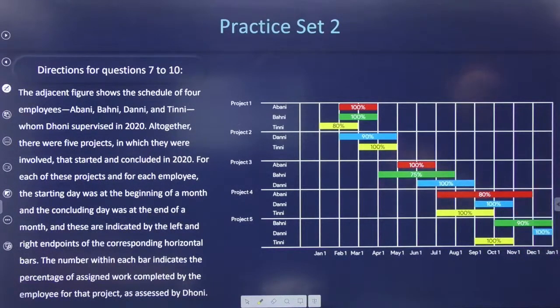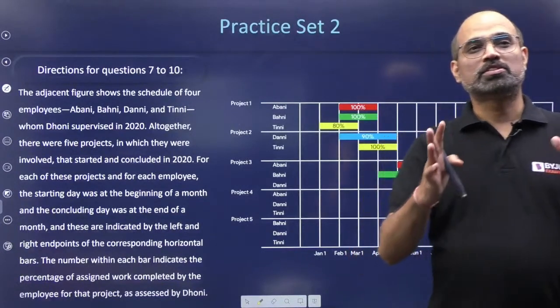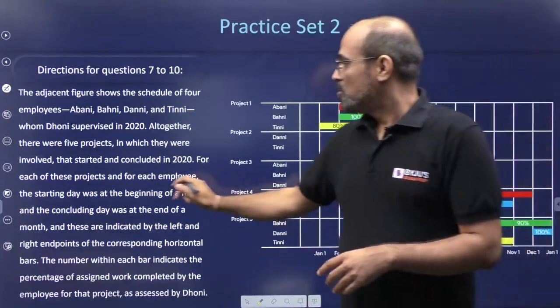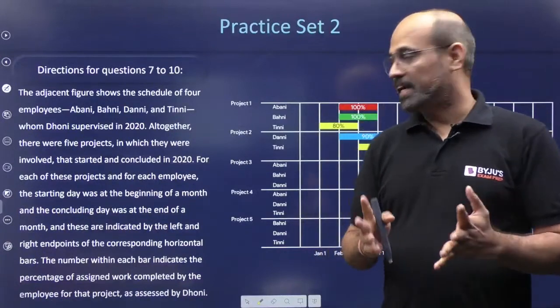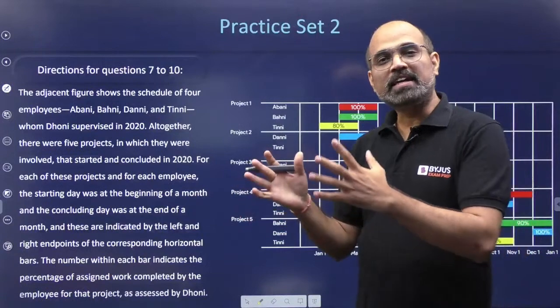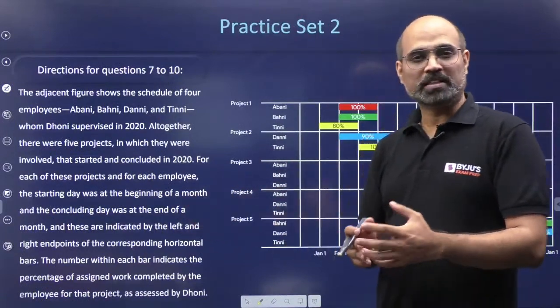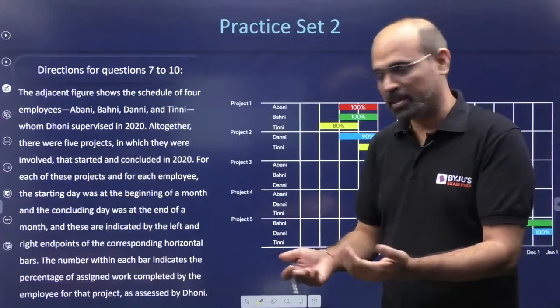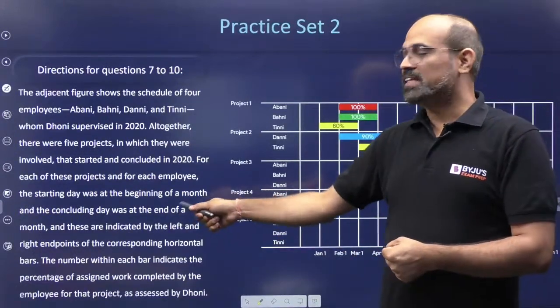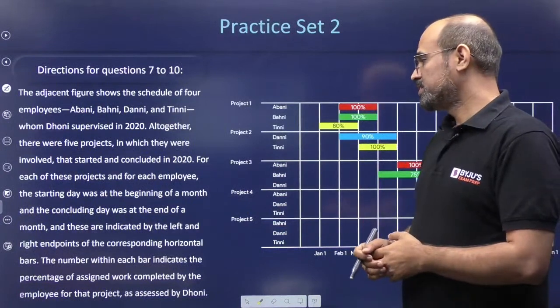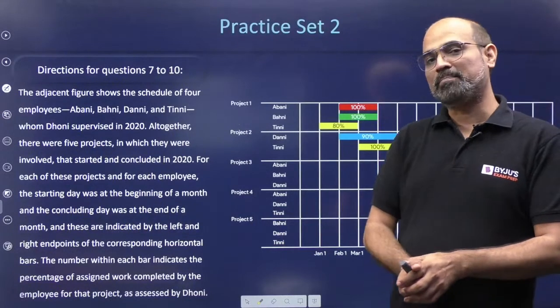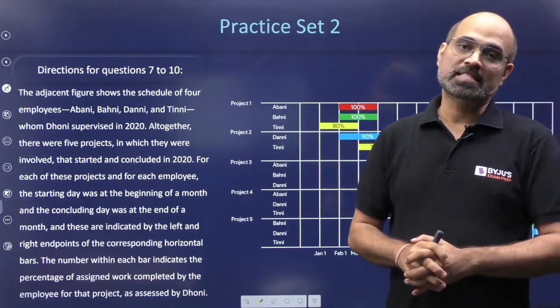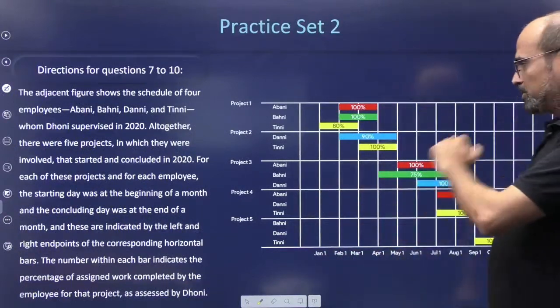That started and concluded in 2020. As in, it started in 2020, it got over in 2020. In other words, it was there for 1 complete year. For each of these projects and for each employee, the starting day was the beginning of the month, that is the first of that particular month. And the concluding day was the end of the month, that is 28th, 29th, 30th or 31st of that particular month. And these are indicated by the left and right endpoints of the bar charts here, right? The number within each bar indicates the percentage of assigned work completed by the employees for that particular project as assessed by Dhoni. Let's understand looking at the Gantt chart.